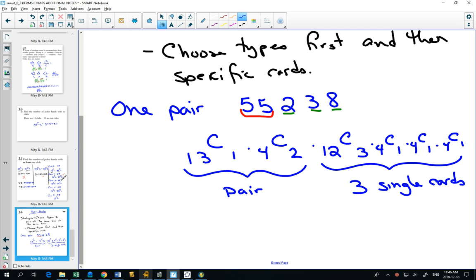There's 13 types of cards in the deck. You've already chosen one of them to be your pair. So you have to choose, there's only 12 types left. And you have to choose 3 of them because they have to be all different. Otherwise, you won't have one pair, you'd have 2 pairs.